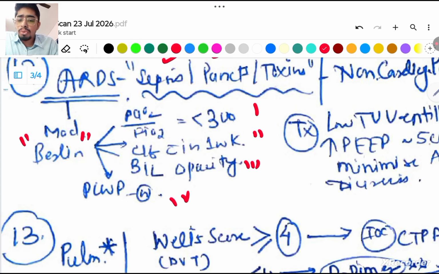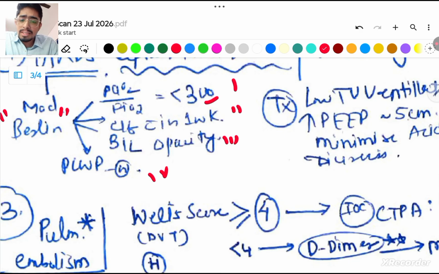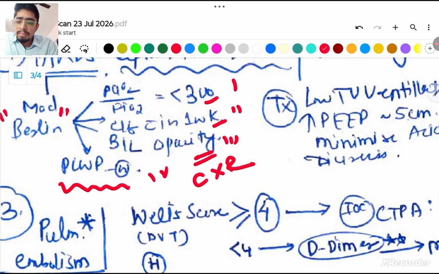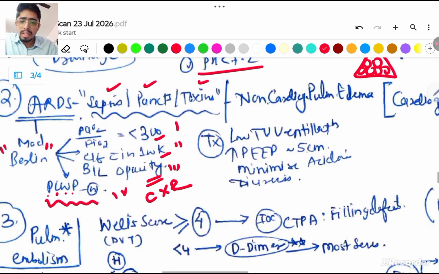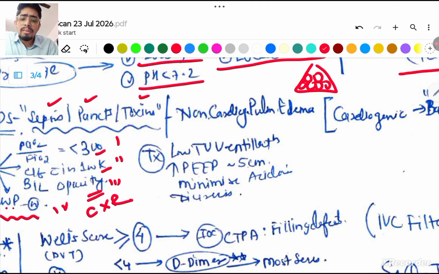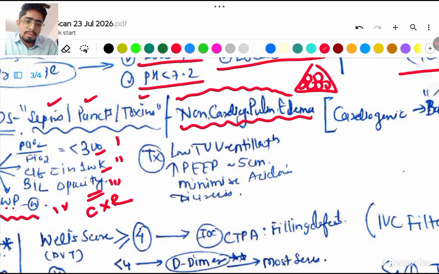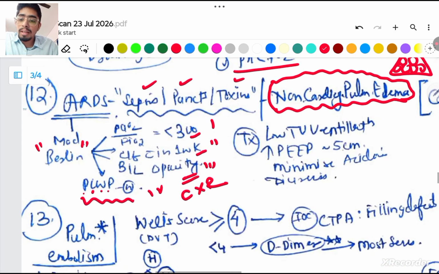First point is PaO2 upon FiO2 which is less than 300. Now clinical features appearing within 1 week, we have a bilateral opacity. We already saw that in our chest X-ray. PCWP, pulmonary capillary wedge pressure, which is normal. In ARDS we also call it a non-cardiogenic pulmonary edema. Yes, this edema or collection of fluid is non-cardiogenic. It is not due to the heart, it is due to the lungs, you know?